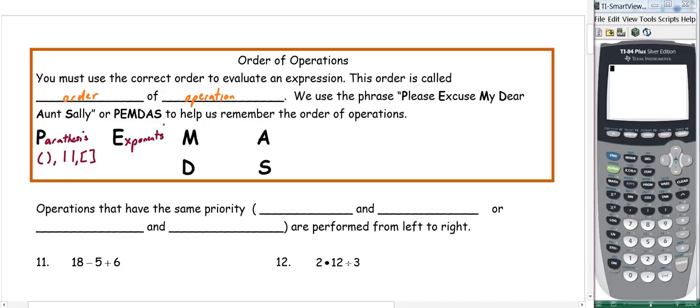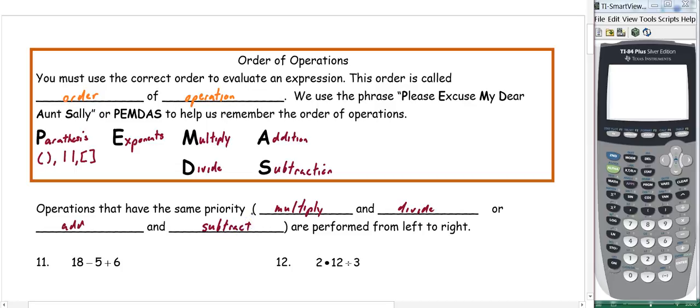The third step is done together. So we're going to multiply and divide from left to right by the order that we see them. So multiplying is not more important than dividing. They're the same importance. And then the last step is our addition and subtraction based on seeing them from left to right. So remember, operations that have the same priority, which are multiply and divide, or add and subtract, are performed from left to right.